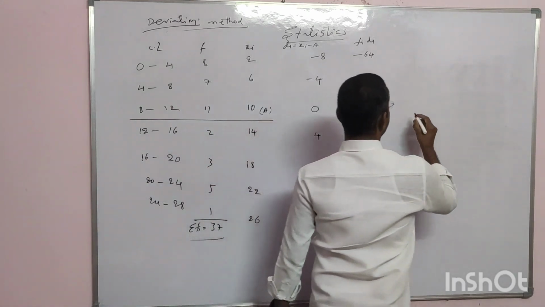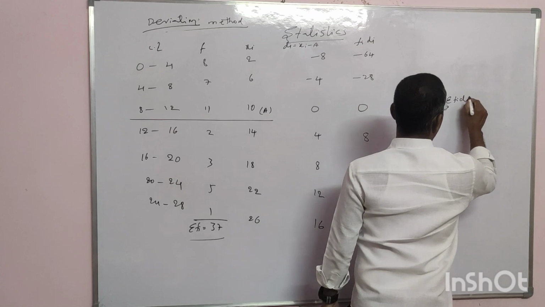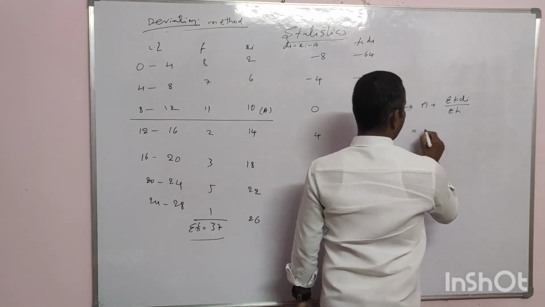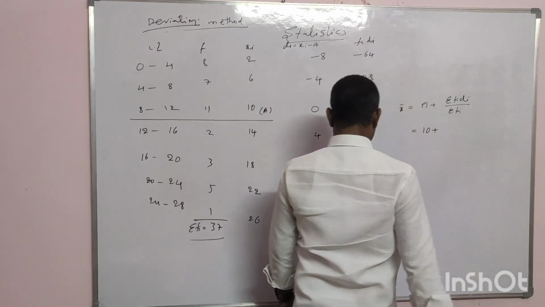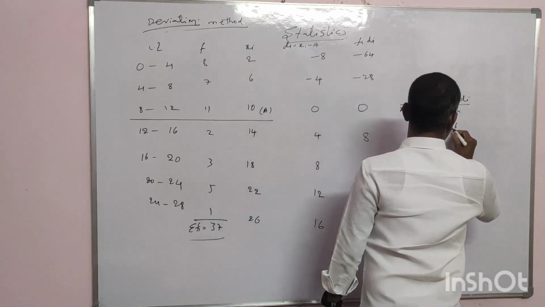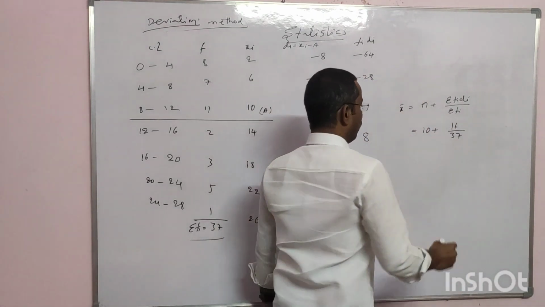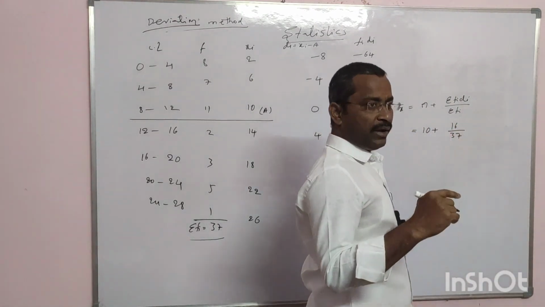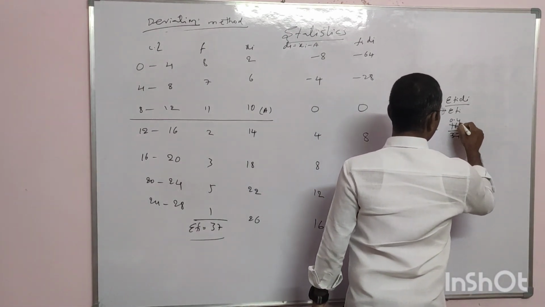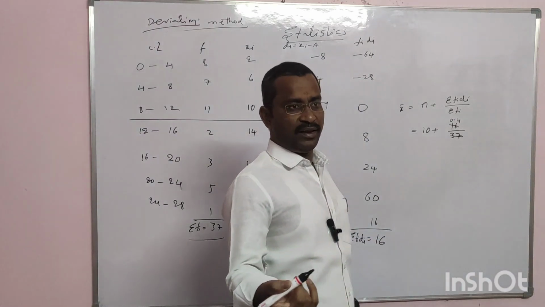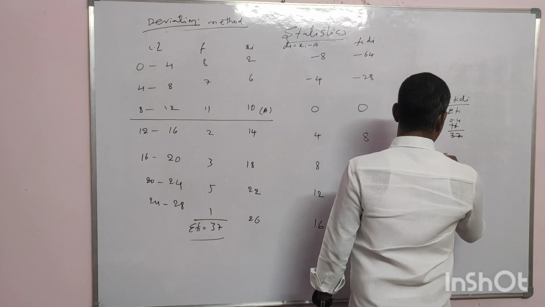Then what to do? X bar is equal to A plus sigma Fi di by sigma Fi. What is A, Nana? 10 plus sigma Fi di 16 by 37. As you know already, 16 can never be divisible by 37 directly. So cross it, 0 point as usual 4, because it becomes 160, 37 4s that you can take. So how much answer did you get? 10.4.